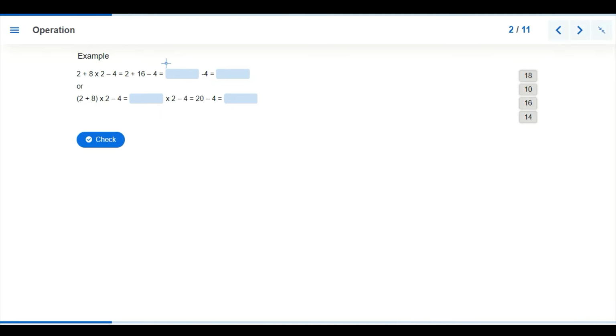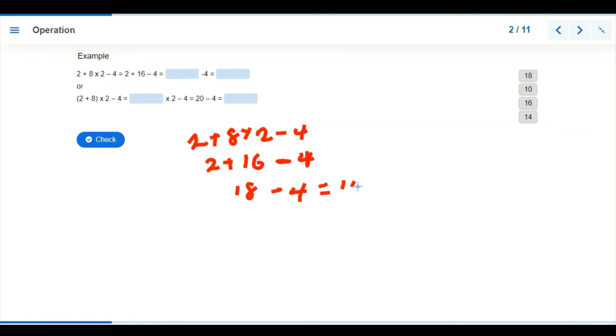For this type of problem, we have two ways around it. The first way is removing the brackets, and we try as much as possible to multiply before we add, then we subtract. Let's follow through. We have 2 plus 8 times 2 minus 4. 8 times 2 will give us 16. Then we have minus 4. Now 2 plus 16 is 18. So 18 minus 4. I believe that should be 14.